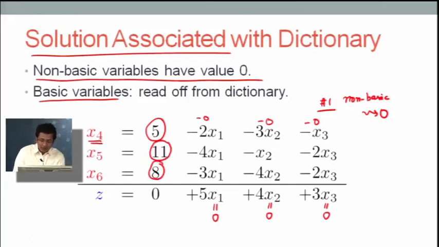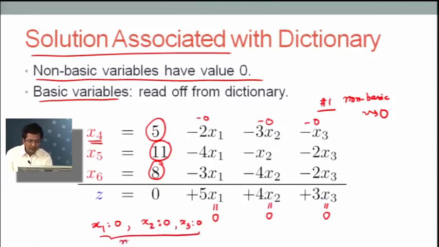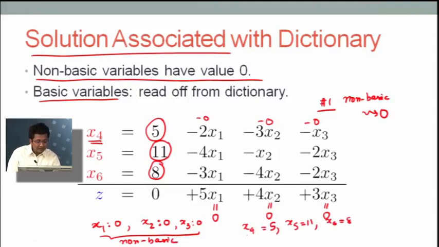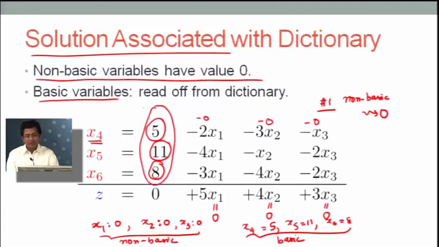So let me recall and write down the solution. The solution is x1 equals 0, x2 equals 0, x3 equals 0. This is the no-brainer part because these are non-basic. And x4 equals 5, x5 equals 11, x6 equals 8. So this is for the basic part. And once you set the non-basic variables, the basic variables take on values according to this dictionary. Okay, so if you set all non-basic variables to 0, which is the rule, then the values of the basic variables can be read from here.